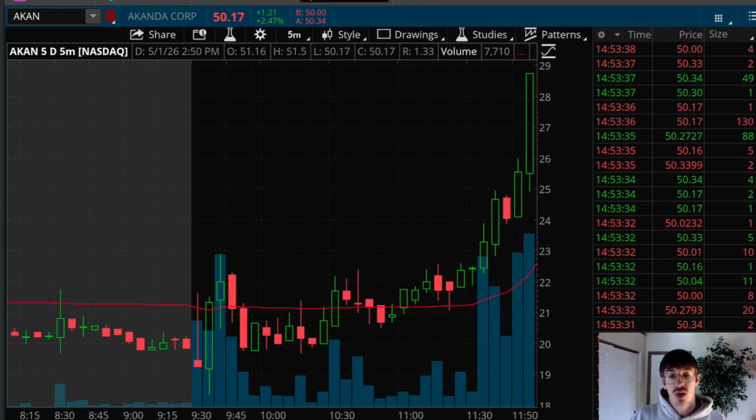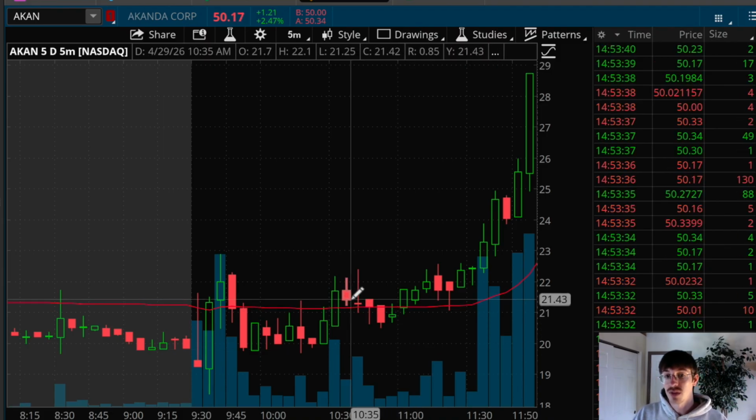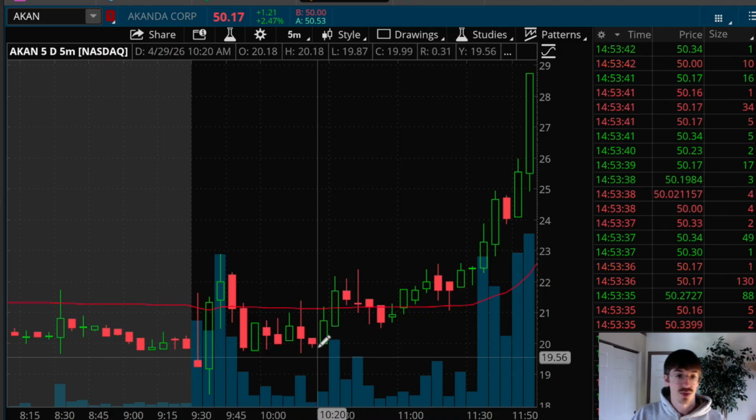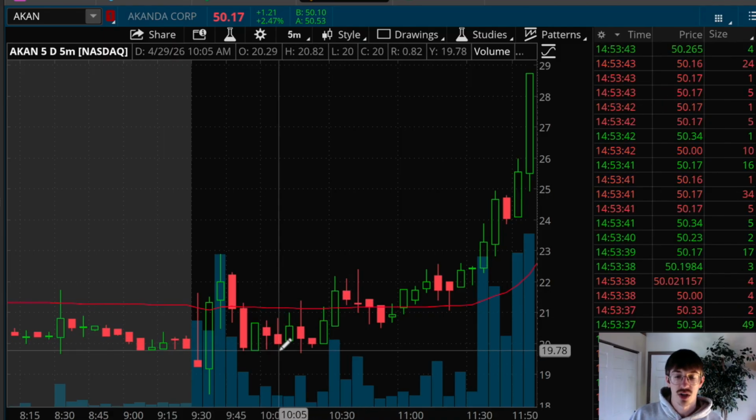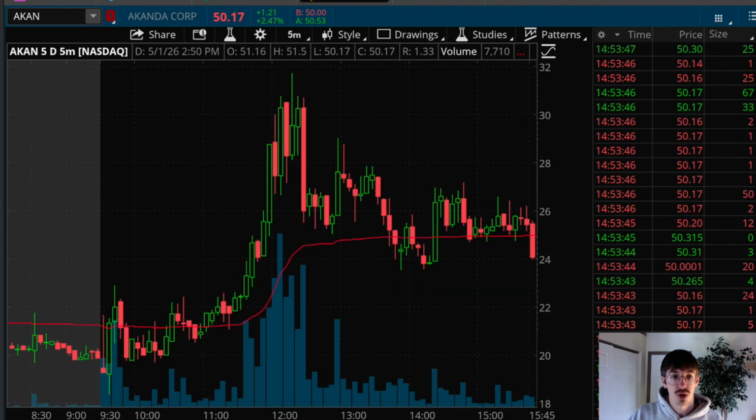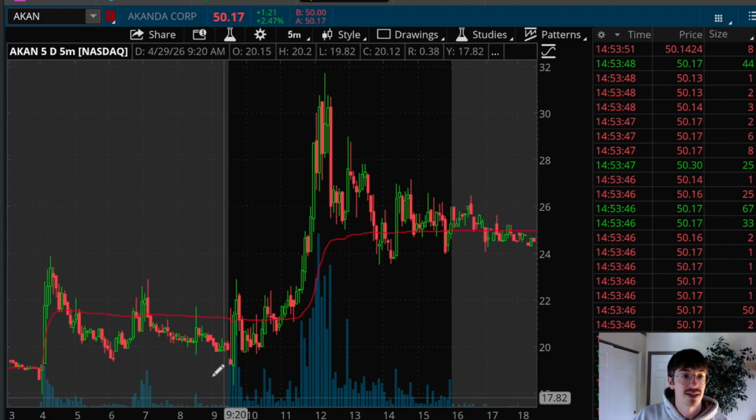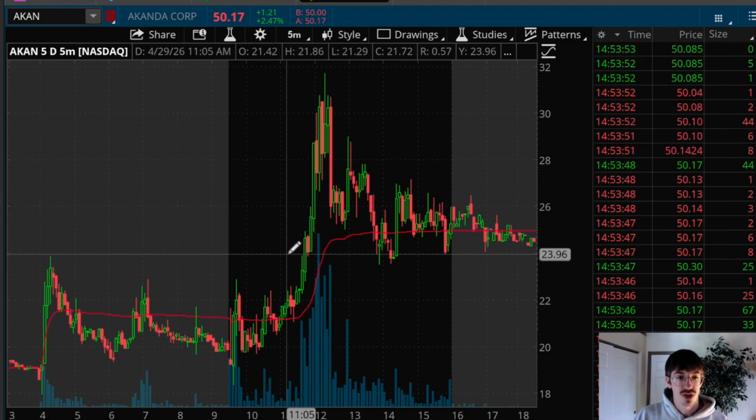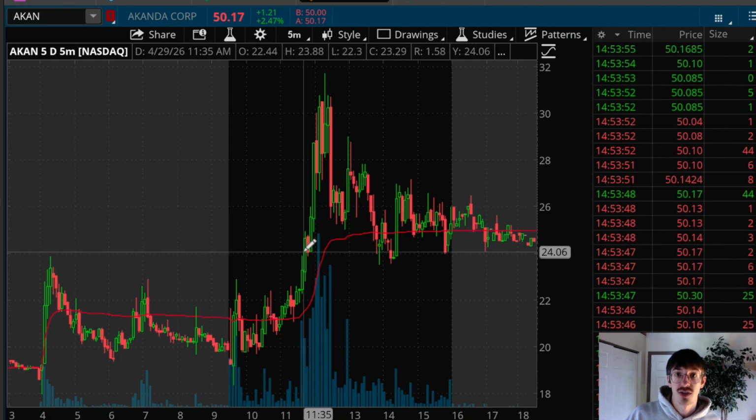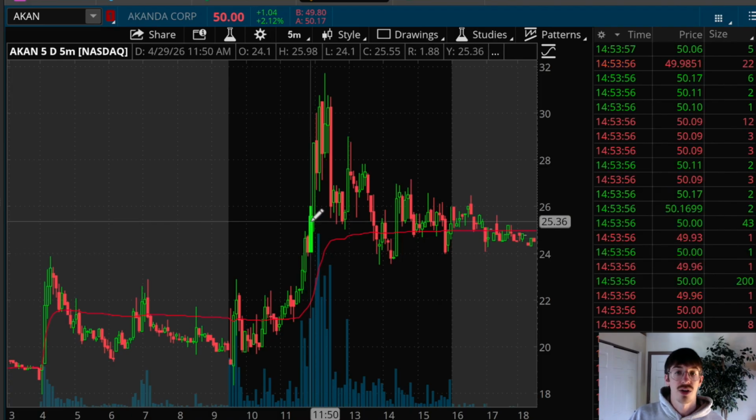So I was buying this as it was reclaiming the VWAP, risking off of the lows from this previous dip, just under $20 per share, and I secured partial profits then as it spiked back up into those pre-market highs, holding a small portion to actually be able to capitalize on the stock then squeezing higher through those pre-market highs later in the afternoon.